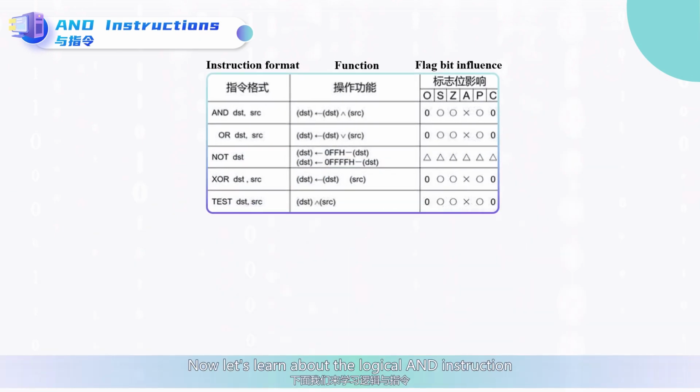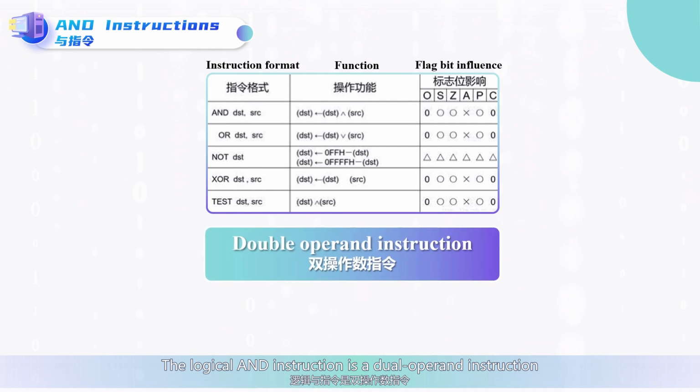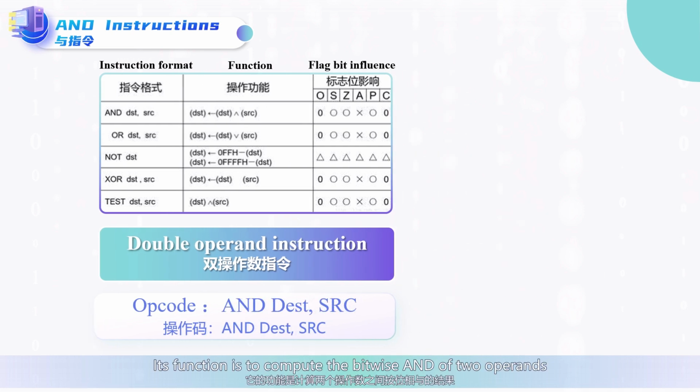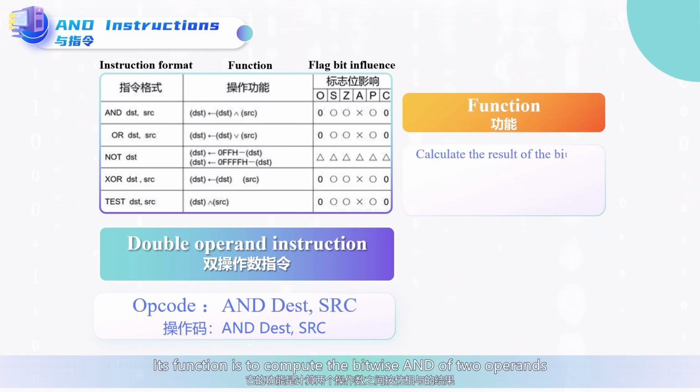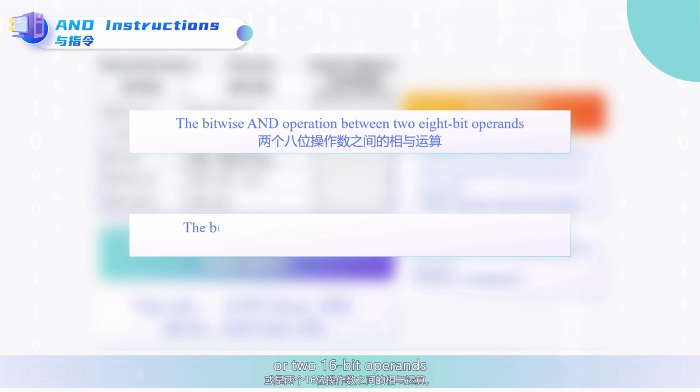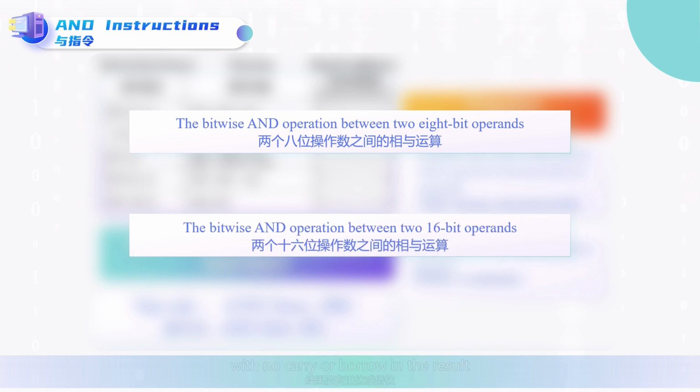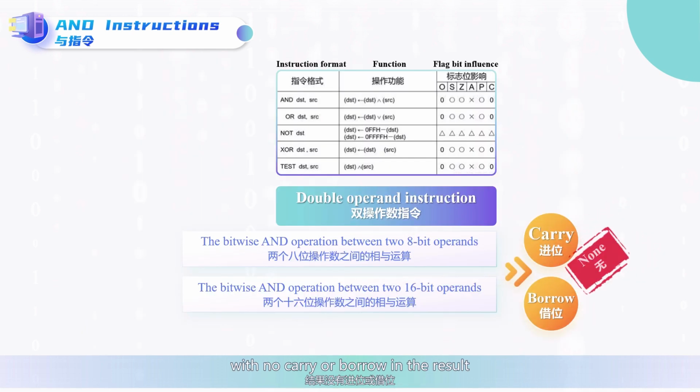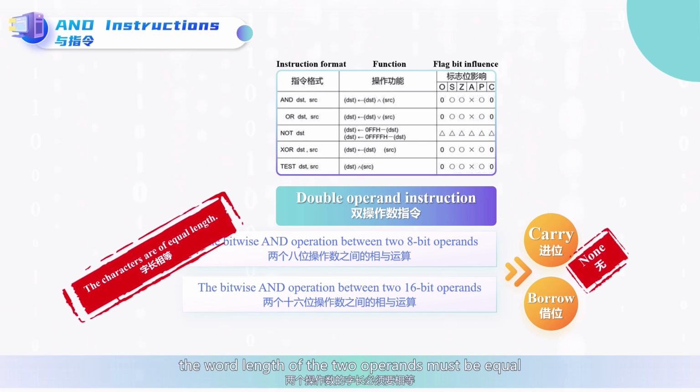Now let's learn about the logical AND instruction. The logical AND instruction is a dual operand instruction with the opcode AND, and its function is to compute the bitwise AND of two operands and store the result in the destination operand. It can perform an AND operation between two 8-bit operands or two 16-bit operands with no carry or borrow in the result. However, the word length of the two operands must be equal.